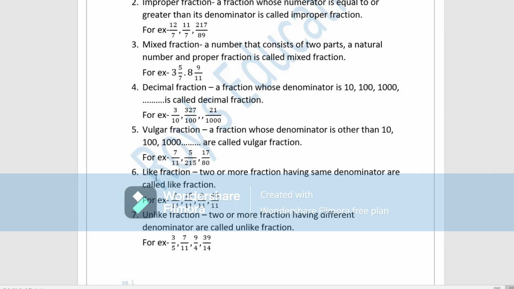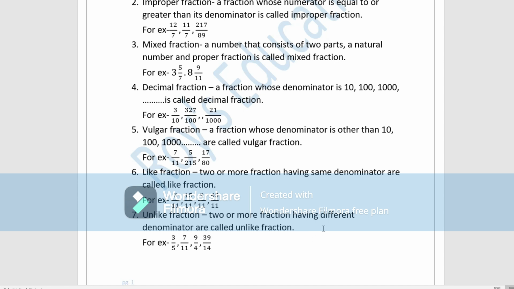Okay, next, like fraction. Two or more fractions having the same denominator are called like fractions. That means in this case, all the denominators will be equal. That means 3 by 11, 15 by 11, 9 by 11, 45 by 11 are all like fractions. 3 by 10, 15 by 10, 9 by 10, 45 by 10 is also a like fraction.